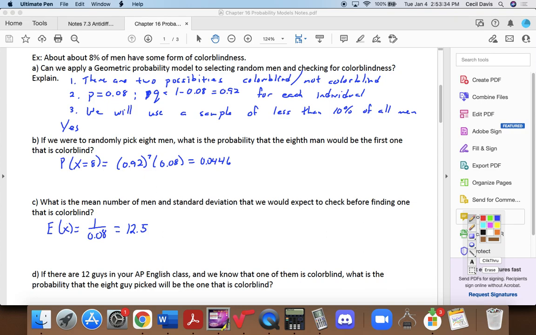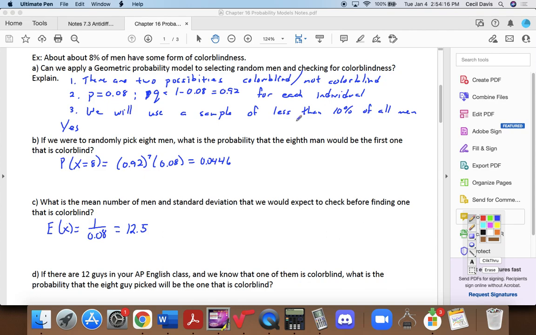So the reason that it's so low is that this says you're going to have to pick 12 or 13 before you get the first one. So it's low because you haven't picked one yet, not because you did before the 8th try. So the question is, what's the probability it's not till the 8th try that you pick someone that's colorblind? The reason that number is low is not because you would probably pick one before 8. You probably wouldn't. Right.